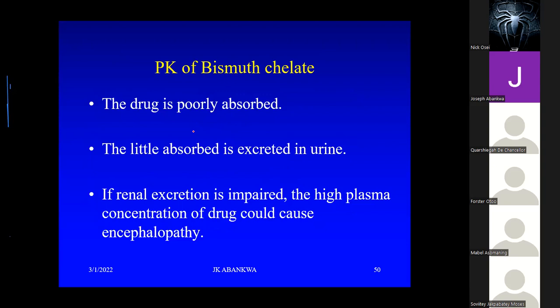The pharmacokinetics is that it's poorly absorbed. The little absorbed is excreted in urine. If renal excretion is impaired, if you have a challenge with your kidney, it's going to be disastrous because there will be a high plasma concentration of the drug, which could cause encephalopathy.